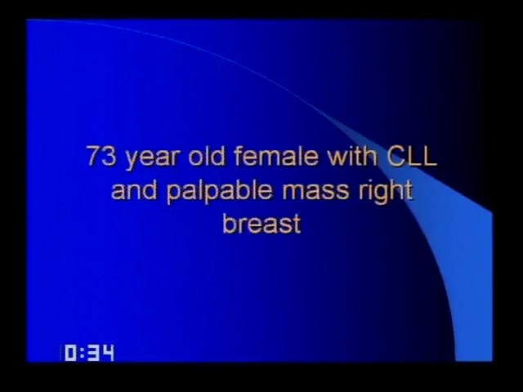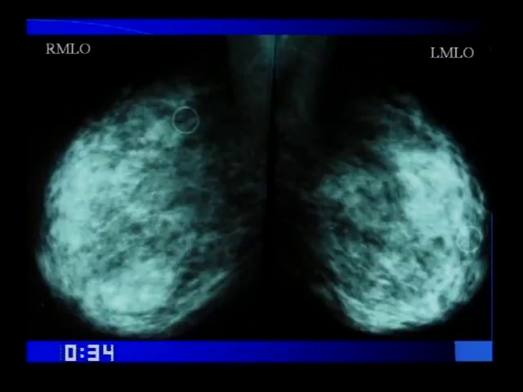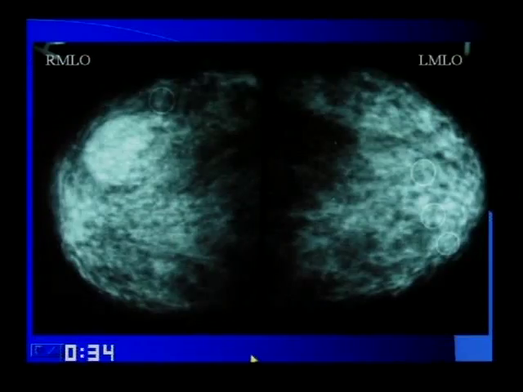Okay. 73-year-old female with CLL and a palpable mass in the right breast. These are the MLOs. This is a skin marker. This is not the palpable mass. In the CCs, again, this is a skin marker. We have bilateral MLO views of both breasts. The breast parenchyma is extremely dense bilaterally.